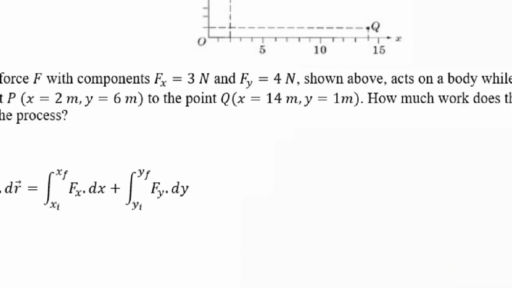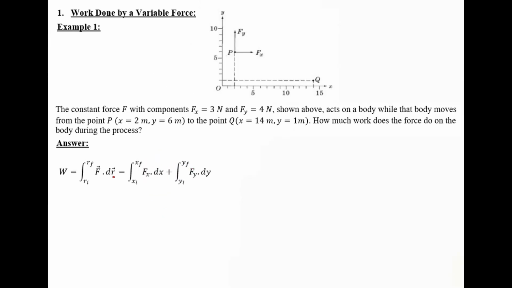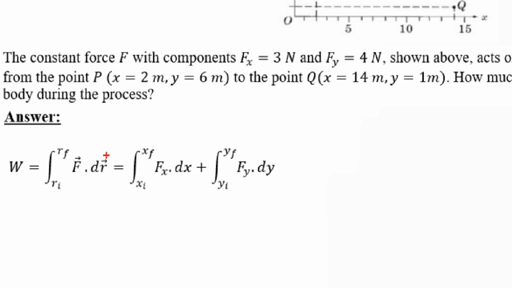So one common mistake is to place 1 here and 6 here, taking into consideration that 1 is less than 6, but this is completely wrong. The boundaries are always set by the path. So P is the initial position and Q is the final position. For this reason, this is 2, this is 6, that would be 14, and that would be 6, and that would be 1.